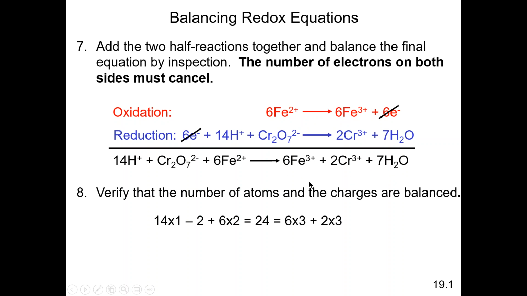And then we have to look at the charges, right? We have to make sure that the total number of charges on the left is equal to the total number of charges on the right. And that's what this calculation here is showing you. So for this side here, you have 14 plus charges minus 2 plus 12, and that gives you 24. And 6 times +3, that's 18, added to 2 times 3, 6. So that's 18 plus 6, 24. So the charges are balanced as well.